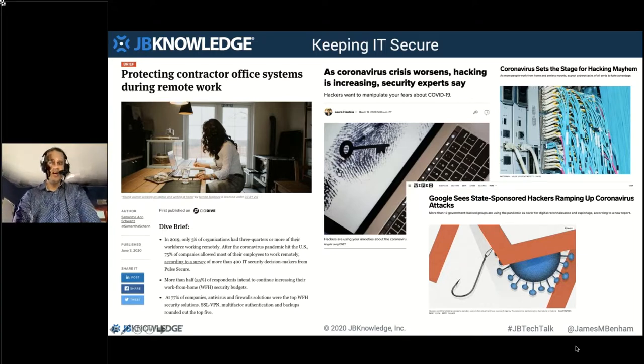So let's just talk about what people are doing, what's going on right now in data security as people go virtual, protecting contractor office systems during remote work. That's a really big deal. As crisis workers, hacking is increasing. In other words, we've seen a dramatic increase in our construction companies getting hit with hacking attacks during coronavirus because now they have remote workers and they are attacking that particular vulnerability because they weren't necessarily secured and set up to go. Also seen a ramp up in state-sponsored coronavirus hacking attacks. In other words, entire countries, governments are sponsoring and promoting these type of exploitations.